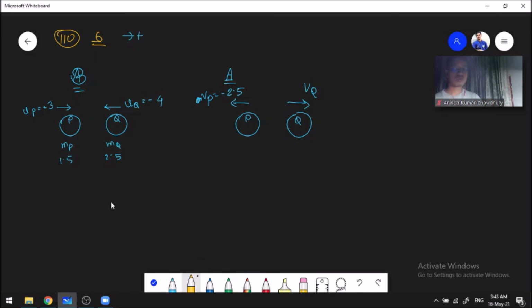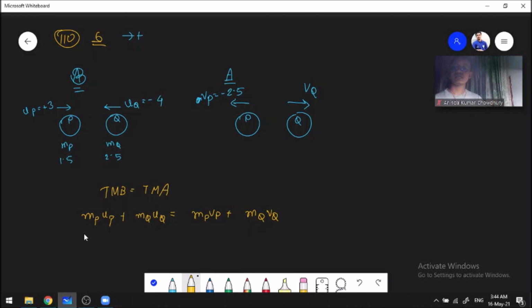Applying the law of conservation of momentum, the total momentum before the collision should be equal to the total momentum after the collision. Before the collision, we had two bodies: MP, UP, this is the momentum of P before collision, and MQ, UQ, the momentum of Q before the collision. We have MP, VP, MQ, VQ, the momentum of P and Q after the collision respectively.